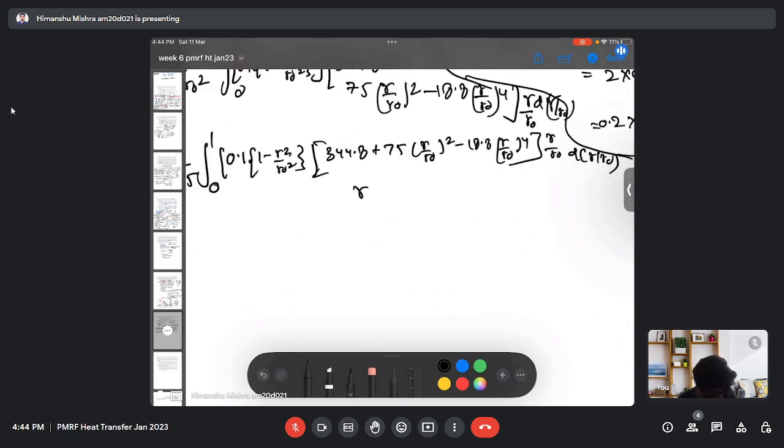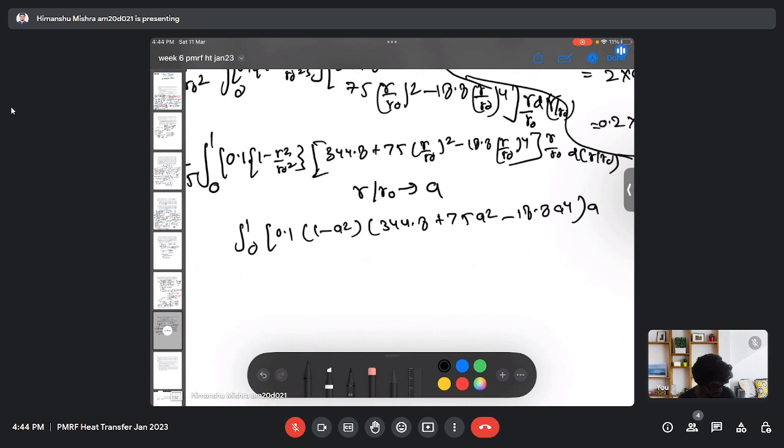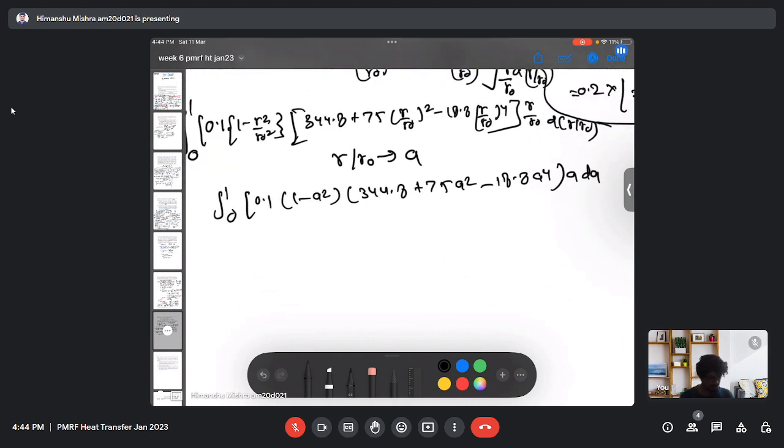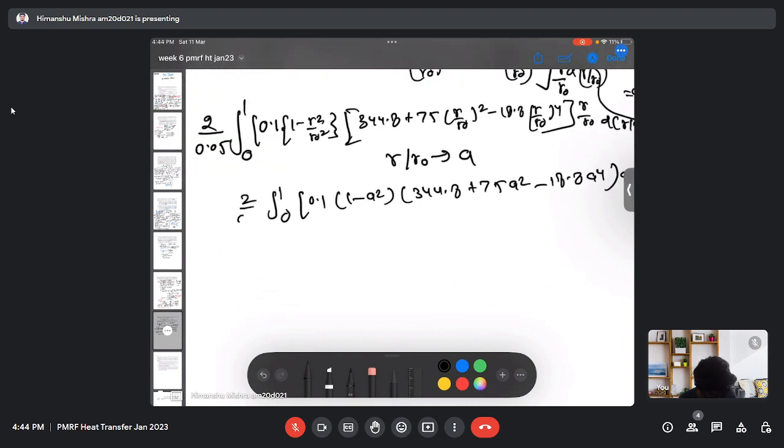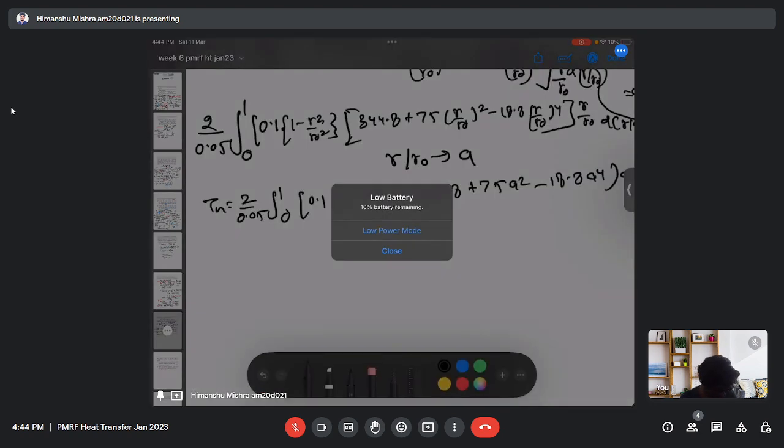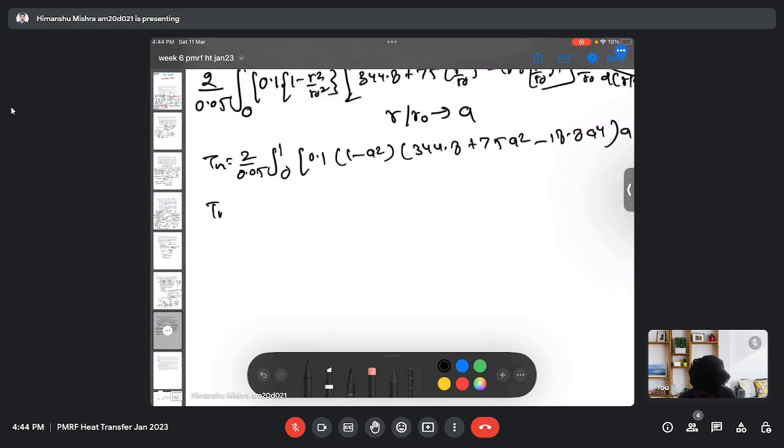So just evaluating this integral. We write r by r naught as, let's say, A. It will be just 0.1, 1 by A squared, 3448 plus 75 A squared to the power 4 A dA. So we just need to evaluate this integral here. And when we evaluate the integral, we will get the mean temperature as 367 Kelvin.